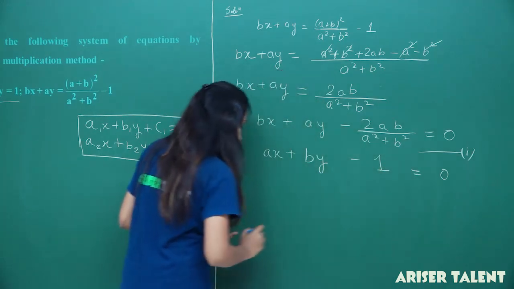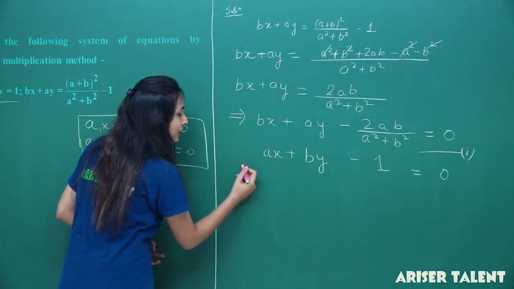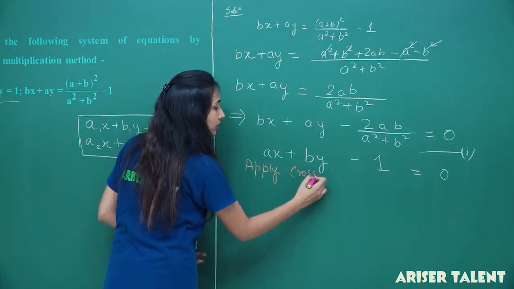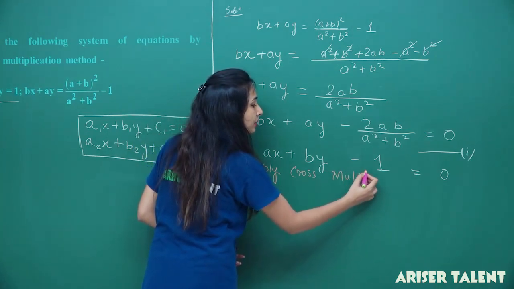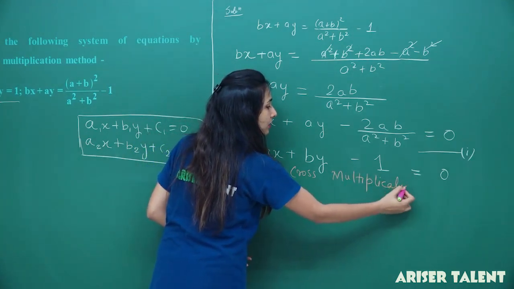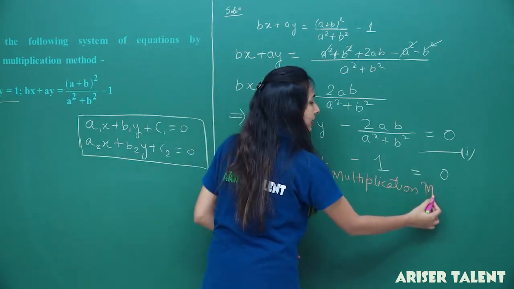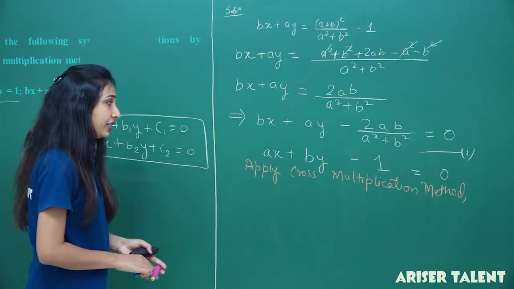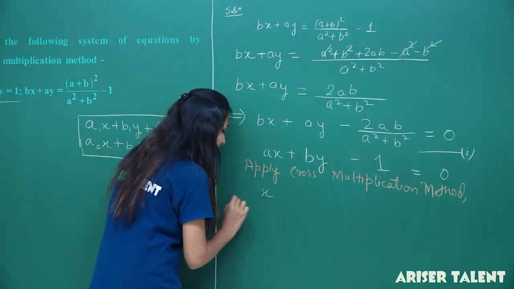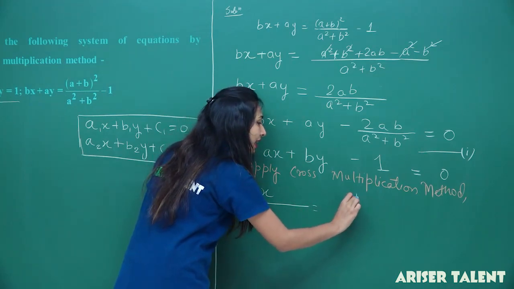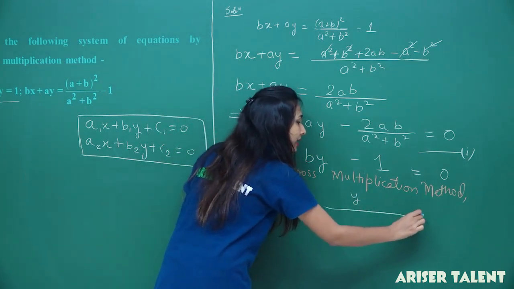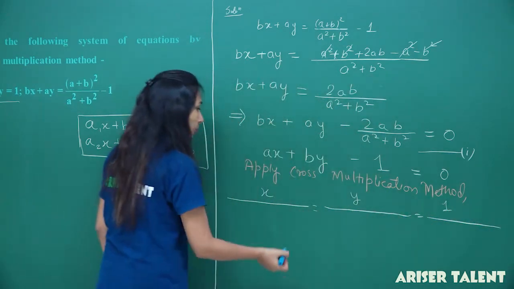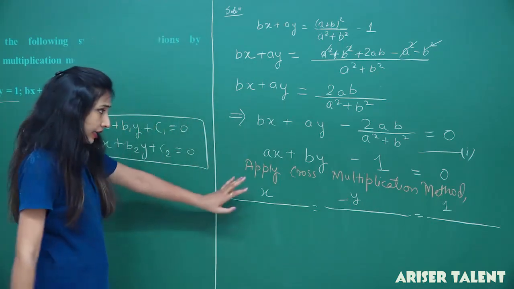Now what will I do? I have to solve it by the cross multiplication method. Applying the cross multiplication method here, when we apply the cross multiplication method, what will we do? We'll just simply write x here and y here and 1 here. Okay, this is the format.